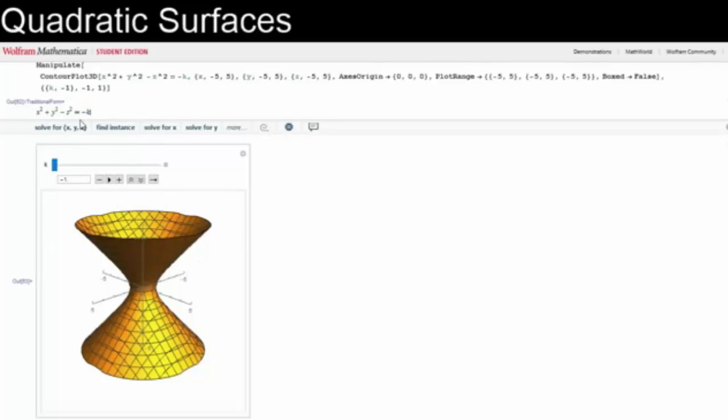between the two. Because remember, when this flips sign, the minus k, it's going to go from being a hyperboloid of one sheet to a hyperboloid of two sheets, right? Between when this minus k is positive to when it flips to being negative, right? So watch carefully what happens here.